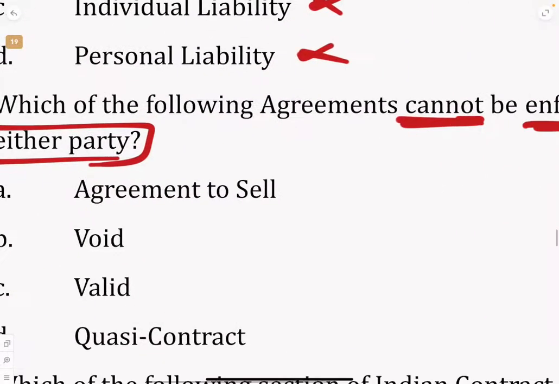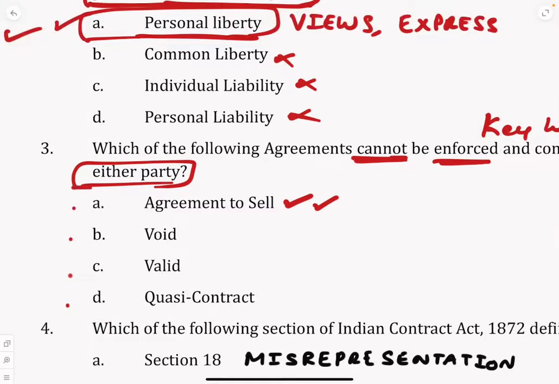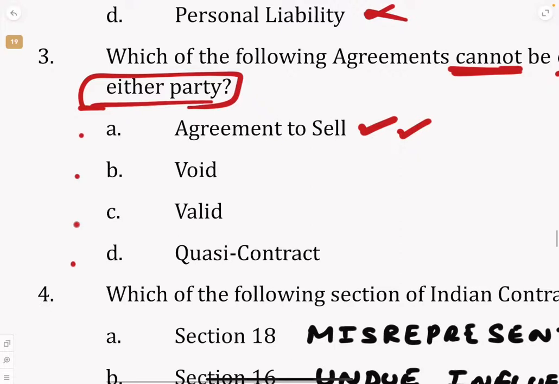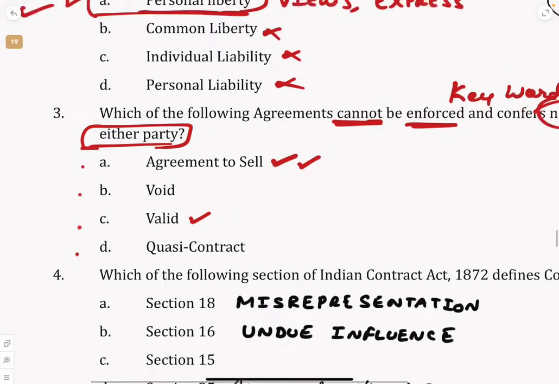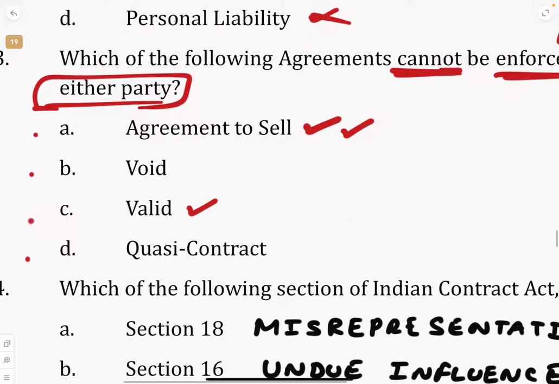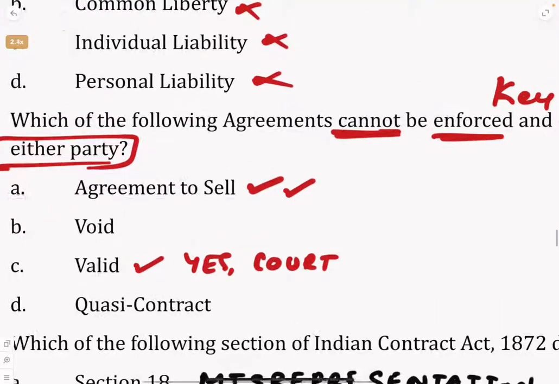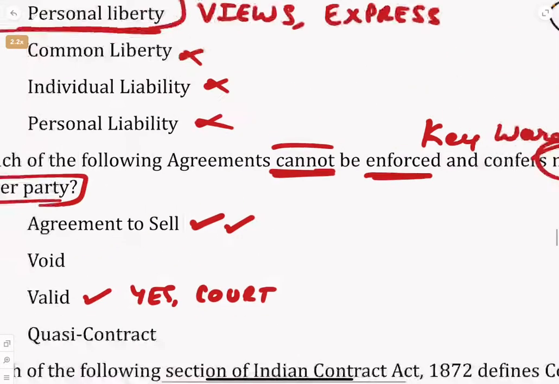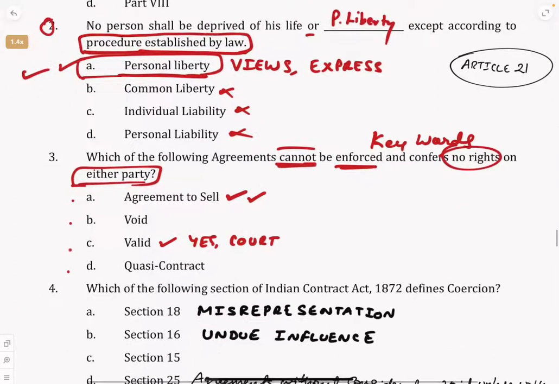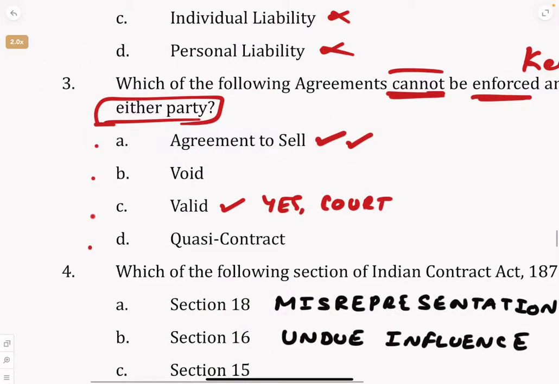Agreement to sell, can we enforce? Yes. Is there no rights for both the parties? Actually, both the parties have the rights in agreement to sell, so no problem. Next we come to valid agreement. Can a valid agreement not be enforced? Of course it can be enforced. Yes, you can go to the court of law also and enforce a valid agreement. So the question is, which cannot be enforced, and no rights on either party. So that is not the answer.